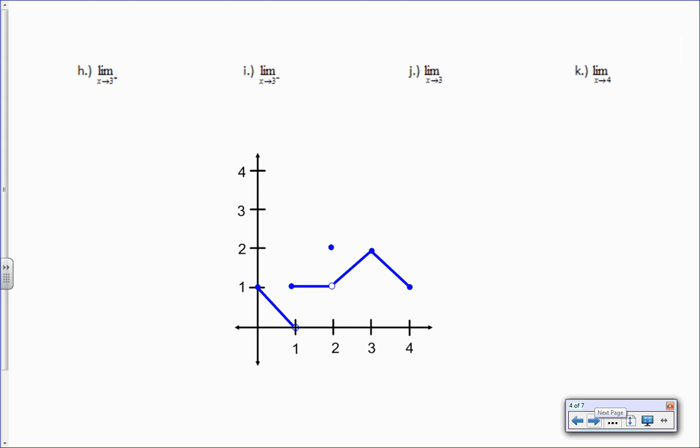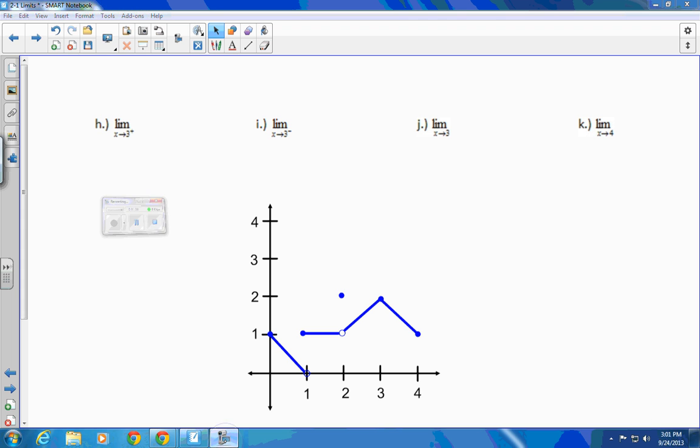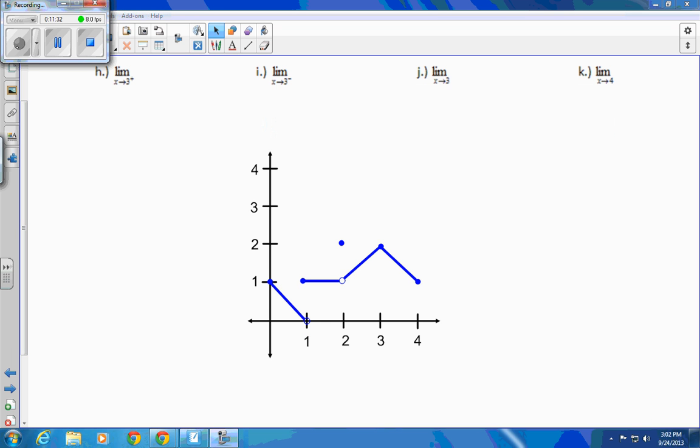Why don't you, I'll pause the recording again, and why don't you go ahead, how many more do you have on that sheet? Just these 4? Okay? Why don't you go ahead and try these again on your own, and then we'll come back together and see how you did. All right, let's see how we did. Again, hopefully you actually did pause it.